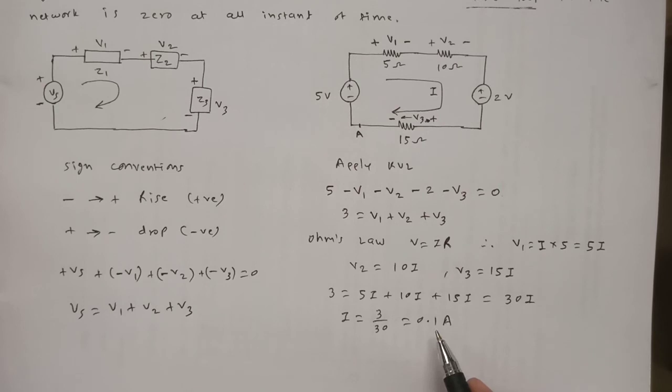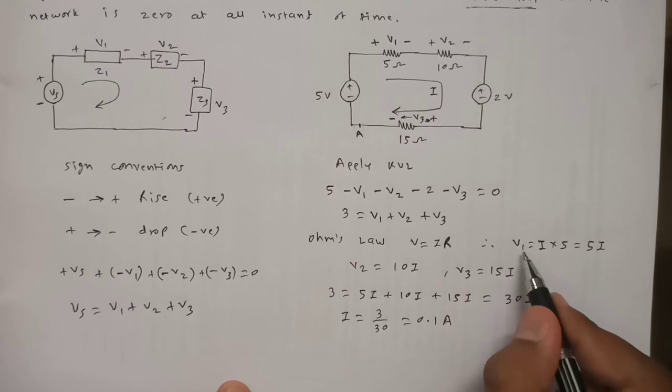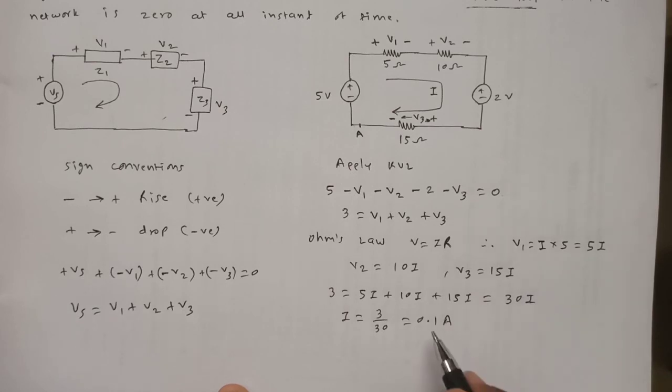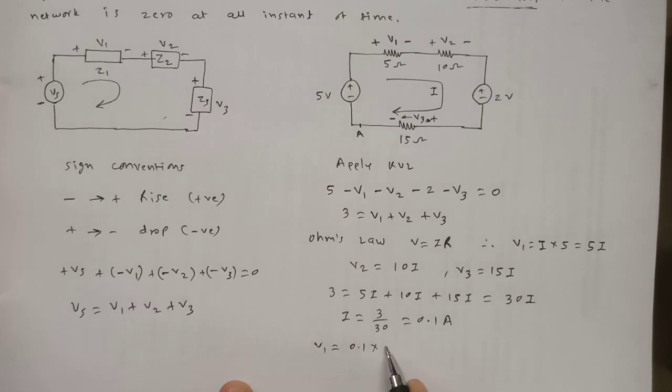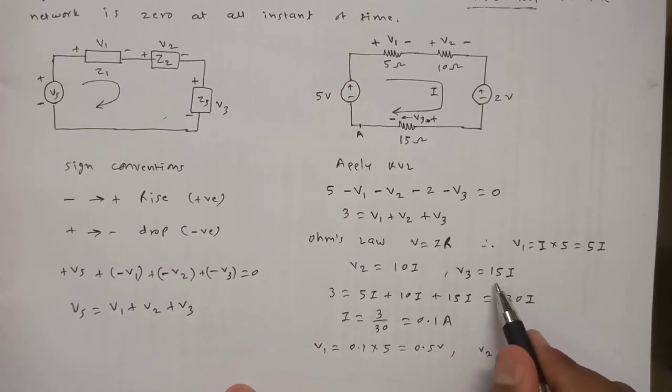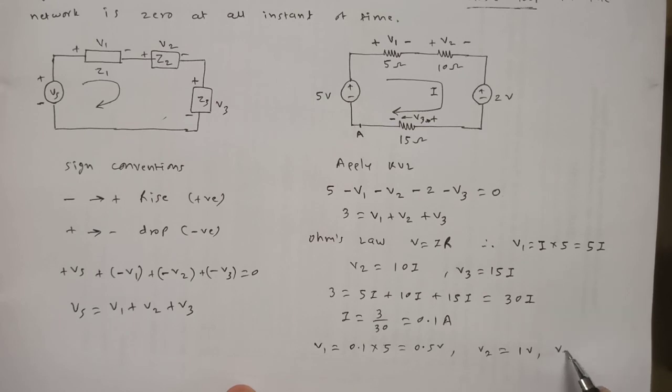Now if somebody wants, he or she can get the values of V1, V2 and V3. So we know V1 is equal to 5 into I. So V1 will become 0.1 into 5, which is nothing but 0.5 volt. Likewise, V2 is nothing but 10 into 0.1, which is 1 volt. And this is V3. So V3 will become 15 into I, so 15 into 0.1, it will become 1.5.